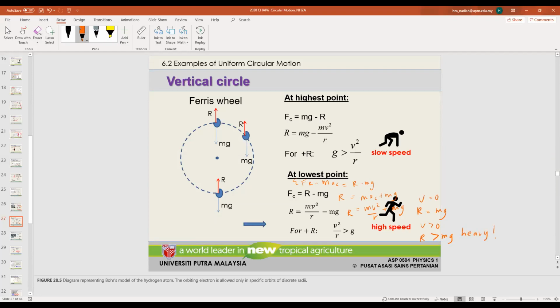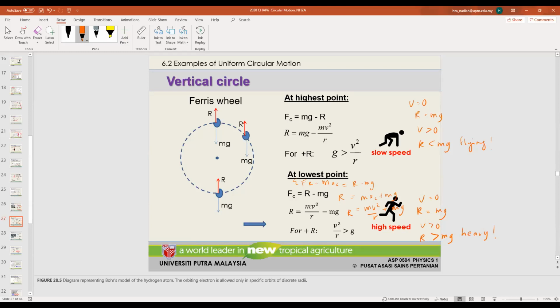Okay, V equals 0, R equals mg. V greater than 0, R greater than mg. So you feel heavy. At the highest point, when V equals 0, R equals mg. When V is greater than 0, R is less than mg. So you feel like flying, but actually not, you're still on the seat. If you were flying, you'd be dead. Okay, is that clear? Okay? Okay, right. What's important is knowing how to write this equation and the free body diagram. Yes.